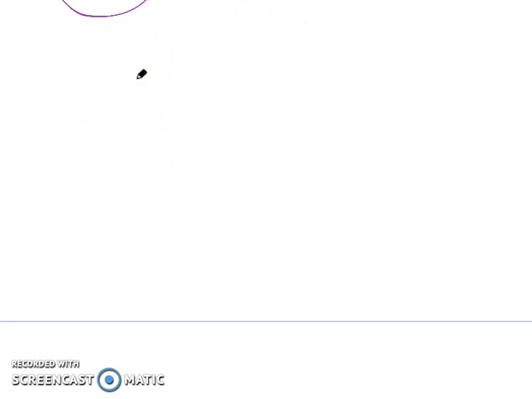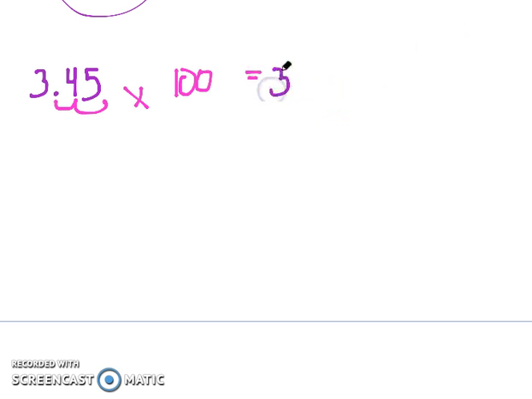Number 5. This one again is a tricky one. We have 3.45. Let's write this as a percent. We're multiplying it by 100. So we're moving the decimal over twice. 1, 2. This gives me 345%. This is greater than 100%. 345%. So now let's try writing this as a fraction.